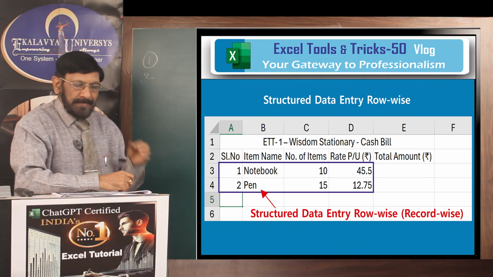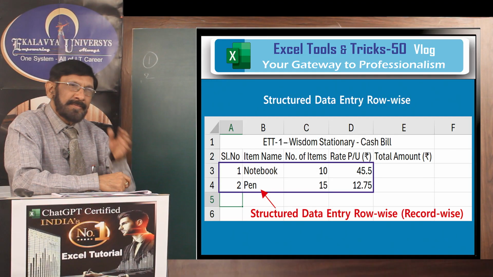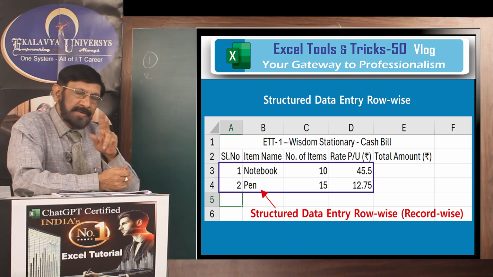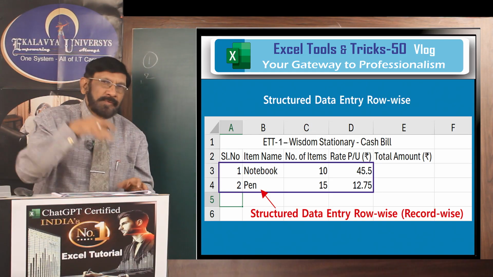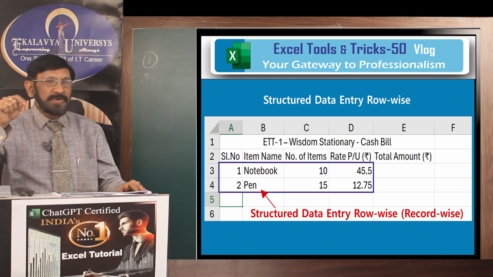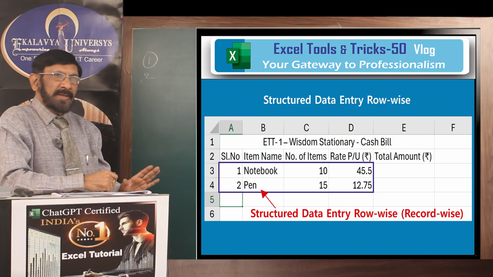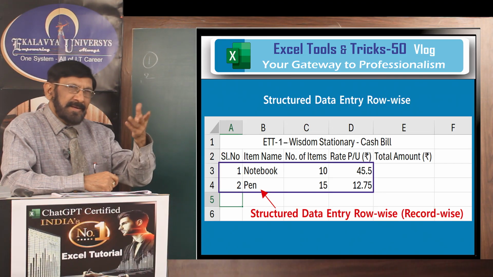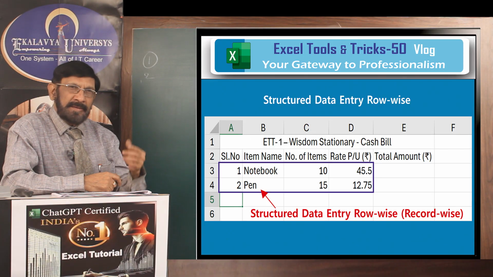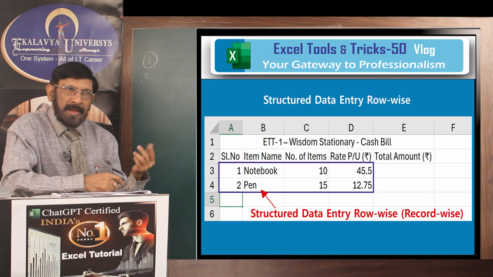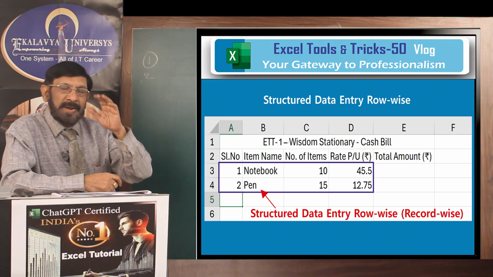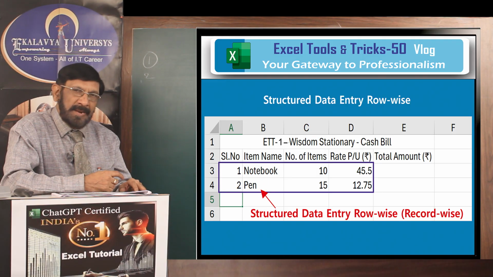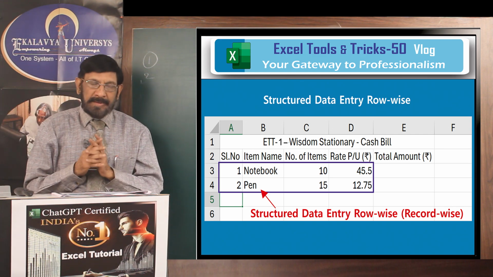The second command is entering data. All data can be classified into 2 groups: input data and output data. Input data means what we enter. Output data means what we calculate by using a formula. As far as input data is concerned, just think like a trader. Which data do you enter in a bill? Serial number, item name, number of items, rate per unit you enter. But the total amount you don't calculate yourself; the computer will calculate. So we have to enter input data.